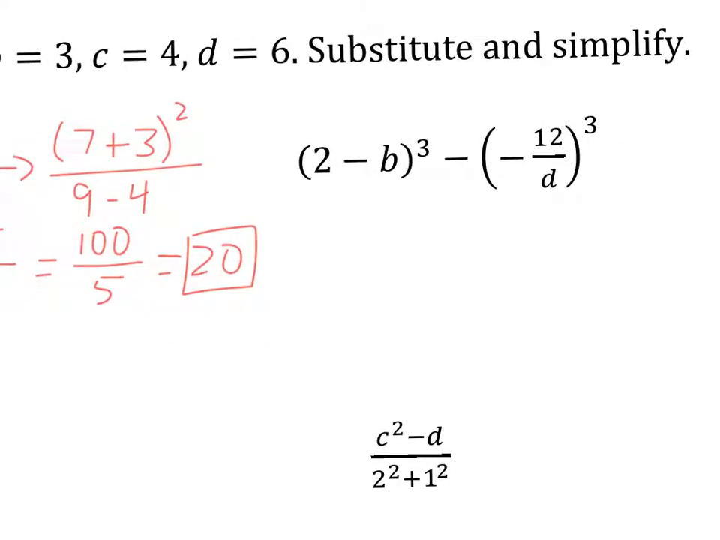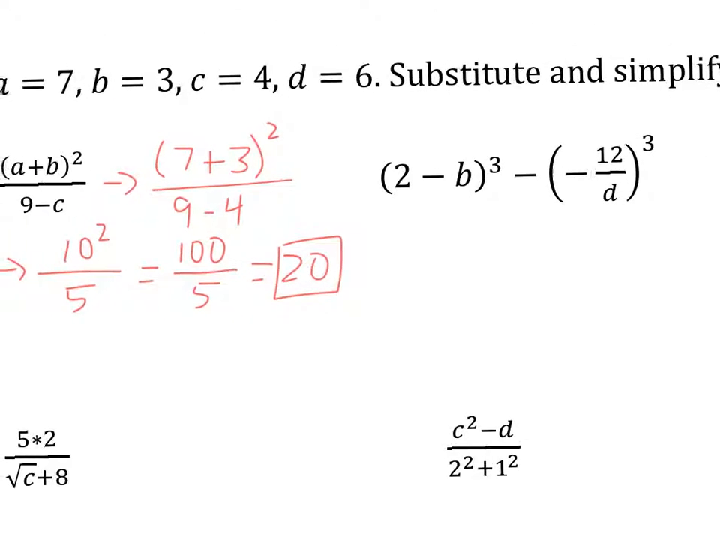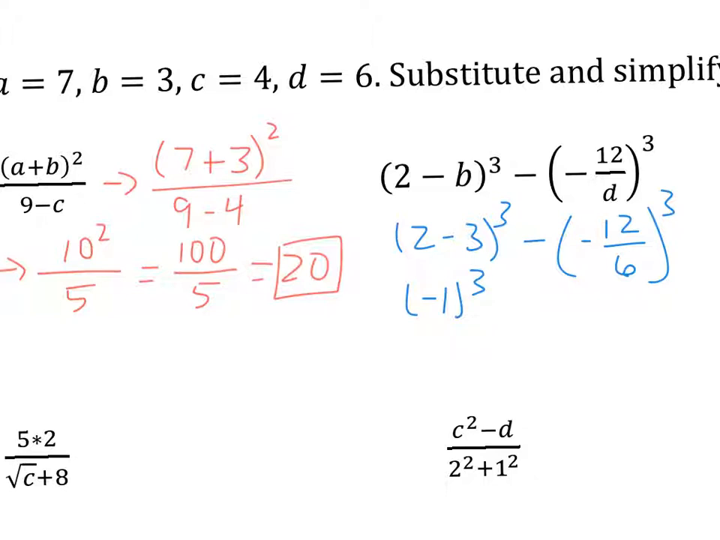So if A equals 7, B equals 3, and C equals 4, then our answer for this expression is going to be 20. Okay, so now this one, we're going to substitute 3 in for B. I'm going to use a different color here. We'll have 2 minus 3 in for B, cubed, minus, and then we have -12 divided by D, which we're going to substitute 6 in for D, and then that's going to be cubed. Okay, so now we have to do our parentheses first. So we have 2 minus 3, which is -1, and we're going to cube that, minus -12 divided by 6, which is -2, and then we're going to cube that.